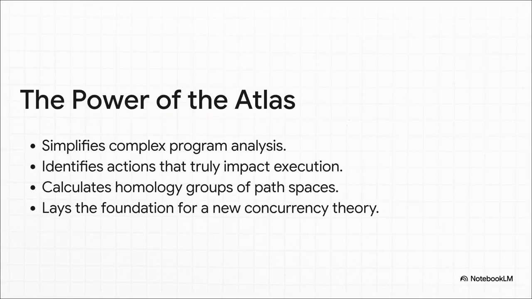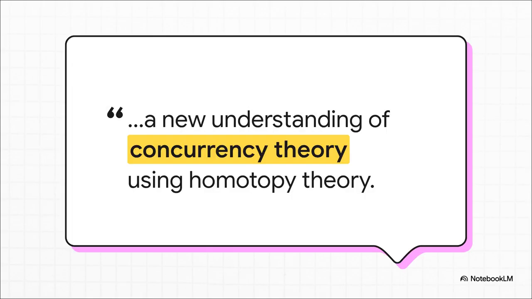This new atlas basically gives us superpowers. It simplifies crazy complex problems by showing us which actions actually matter. It even lets us use these advanced mathematical tools to, get this, count the number of holes or voids in our map, revealing the fundamental structure of all the program's possible behaviors. This is truly the foundation for a new way of thinking about concurrent code. And that's really the ultimate goal here. We're not just fixing bugs, we're developing a completely new language, a new understanding of how to build these complex parallel systems. We're moving from chaotic guesswork to geometric certainty.